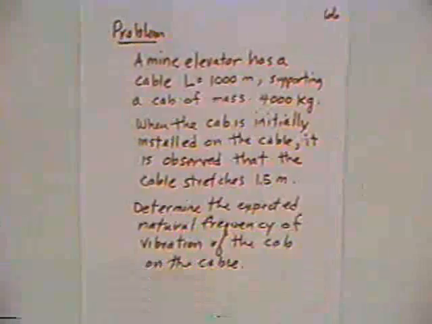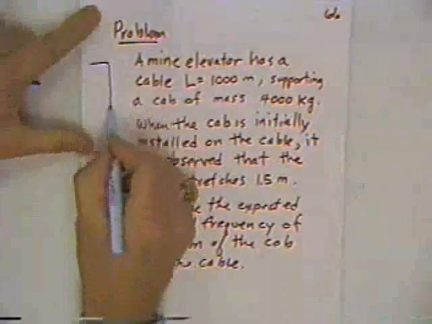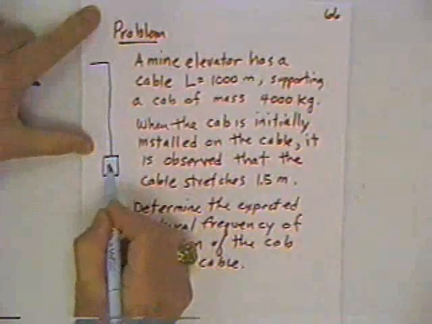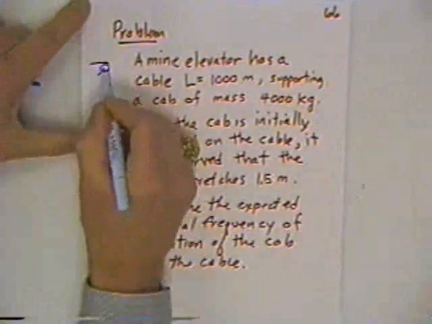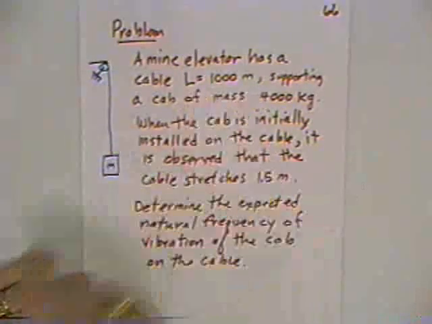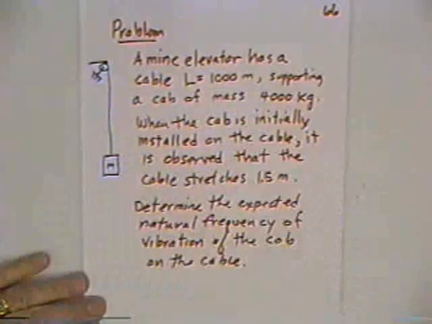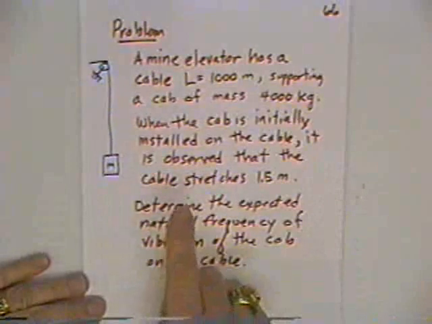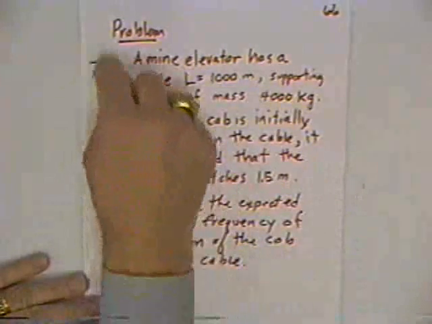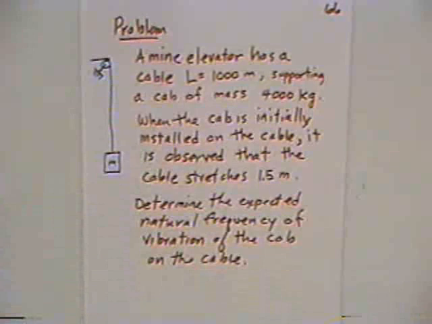Okay, let's consider an example problem of free vibration. Suppose we have a mine elevator, which basically would be a mass at the end of a long cable. Suppose the cable is 1,000 meters long, so it is a long cable. Deep mine. Cab has mass 4,000 kilograms. Got to carry lots of people. When the cab is initially installed on the cable, so they spool the cable out for some reason, they got the cab in the bottom, and they let it hang down there, and they hook the cab on it, and they observe that it deflects 1.5 meters.